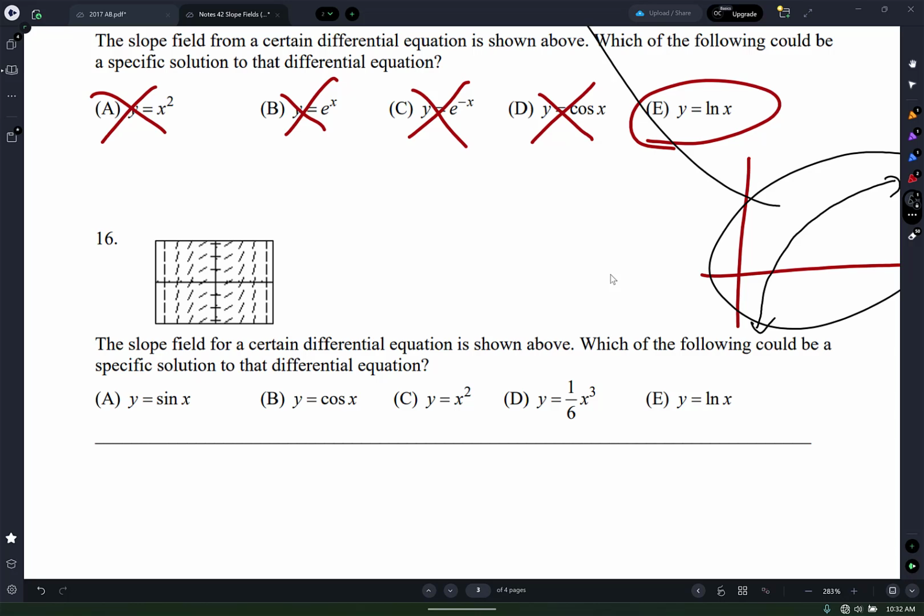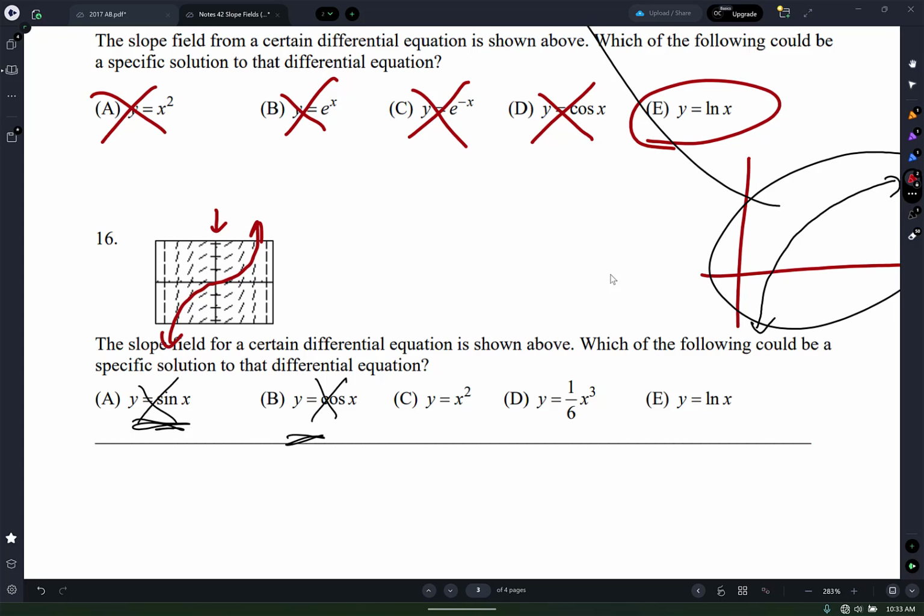It's the same type of question. The slope field, so does number 16 look like it could be a sine x? No. Does it look like it could be a cosine x? No. If you deleted sine x, you should delete cosine x, because it just goes up and down, up and down. Does that look like it goes up and down? No, it looks like this to me. It looks like I have a horizontal tangent right on the y-axis. It looks something like that. I'm saying D.